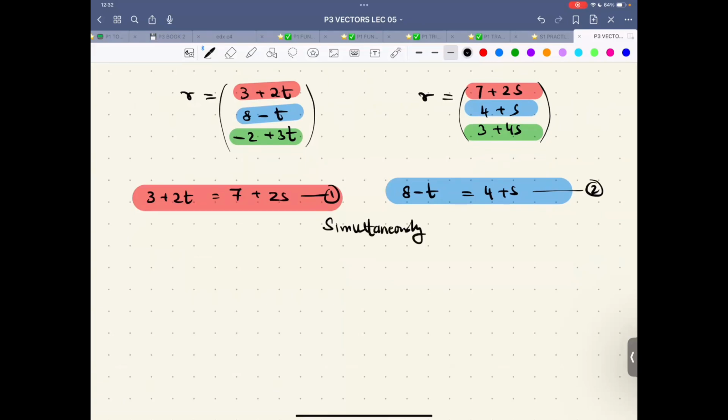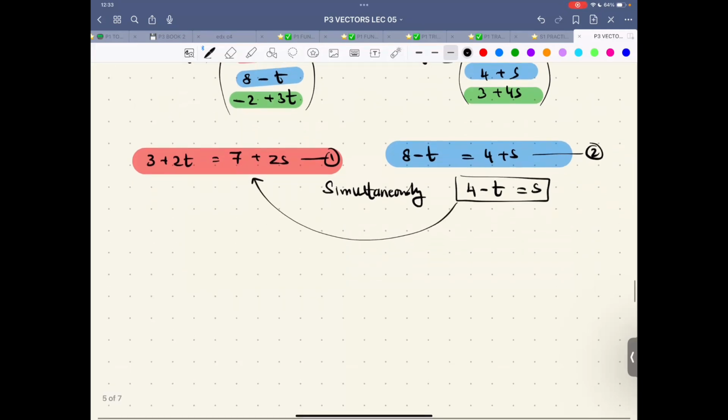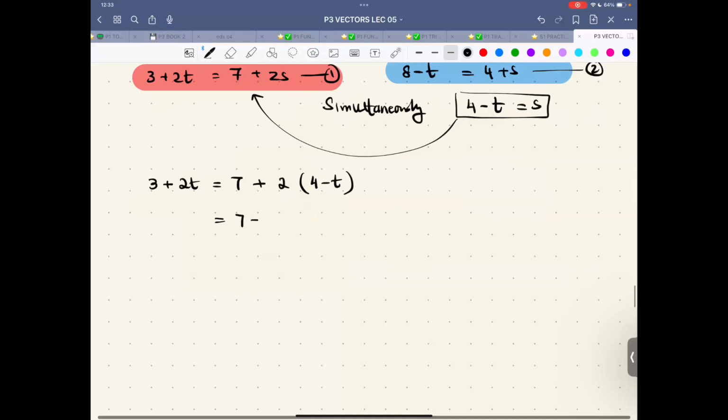Let me use equation 2. And 8 minus 4 is 4 minus t equals s. That is what you find. And substitute it over here. 3 plus 2t is equal to 7 plus 2 times s. That is 4 minus t. That is 7 plus 8 minus 2t. That is 3 plus 2t.